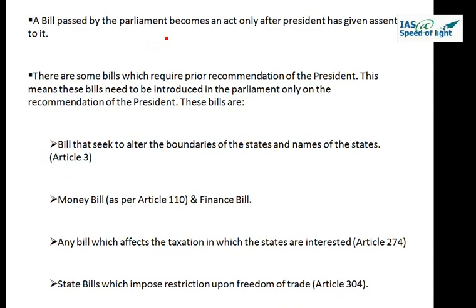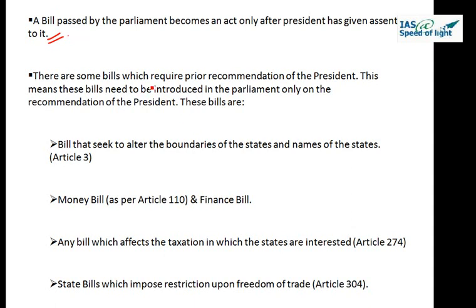A bill passed by the Parliament becomes an act only once the President has given his assent to it. So that is how the President becomes an inseparable part of the Parliament or the legislative procedure of the Parliament. A bill which is passed by both the houses cannot become an act if the President doesn't give his assent.